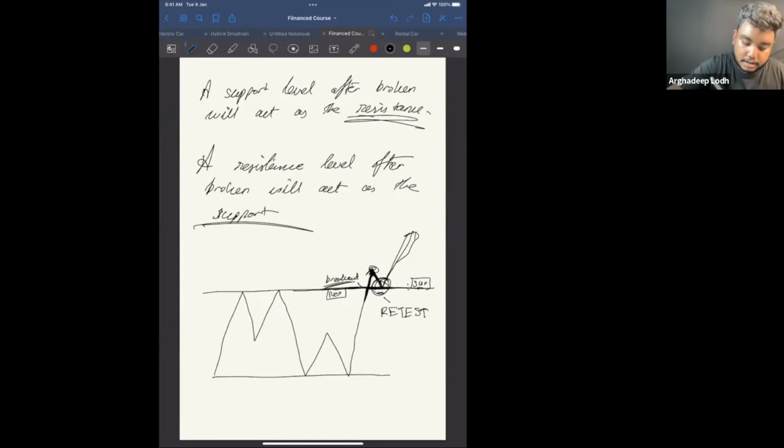Same here. Suppose the price came down from here, this was support. Now after breakout, the breakout happened here. After breakout, this level became resistance. Now the resistance, what I say, resistance is a magnet. The work of resistance is to attract the price toward it. After breakout, the resistance started attracting the price toward it. The price went toward the resistance. And what is the purpose of resistance? The purpose of resistance is to push the price away, push the price down. So the price came here, touched the resistance and went down. This phenomenon is called retest.